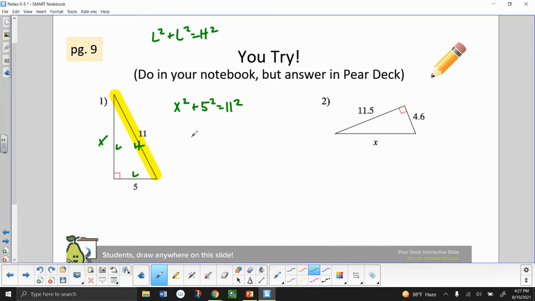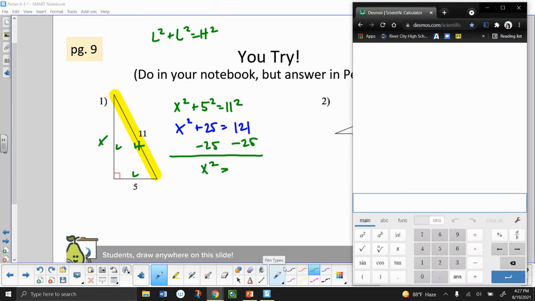So the hypotenuse is always by itself. So then I'm left with x squared plus 25. 11 squared is 121. Then for this one, we're going to have to subtract 25 from both sides to get x by itself. So then we have x squared equals, let me pull up a calculator. So 121 minus 25, that's 96.